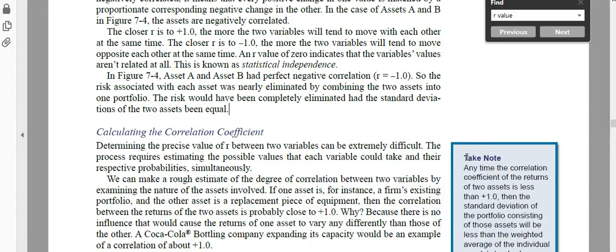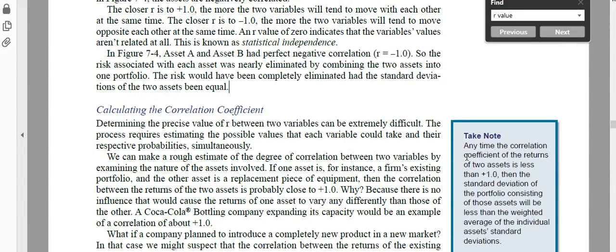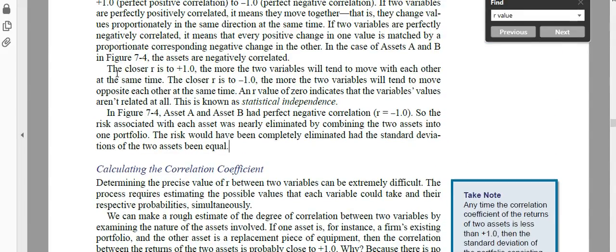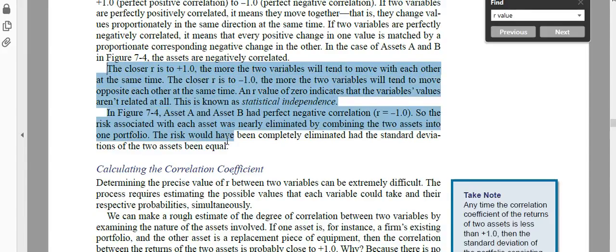And if you go on page 147 of your book, right here is a pretty good general summary of what the R value is. So it's a value between -1 and 1, and the closer it is to 1, this means that the expected returns on these two stocks correlate. So they're going to move in the same direction. If one goes up, the other one is likely to go up, and if one goes down, the other one is likely to go down. If it's closer to -1, then the two variables tend to move in the opposite direction.